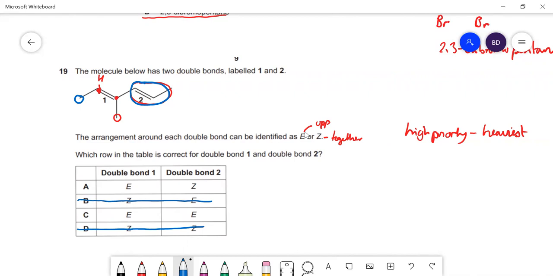Now we need to think about the second double bond, number 2. Right, we have got a hydrogen on there, and then we've got this big group here, which is obviously much heavier, and that's the high priority. On the other carbon, we've got a hydrogen there, and we've got a methyl. The methyl is the highest priority, and once again they're on the opposite side, so they are E. So the right answer is C.